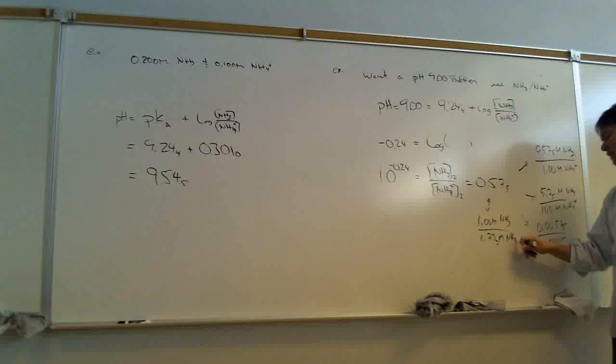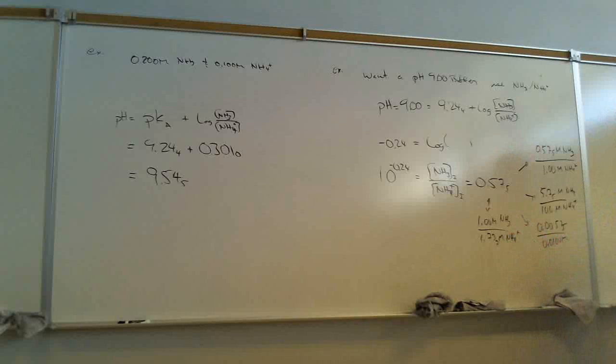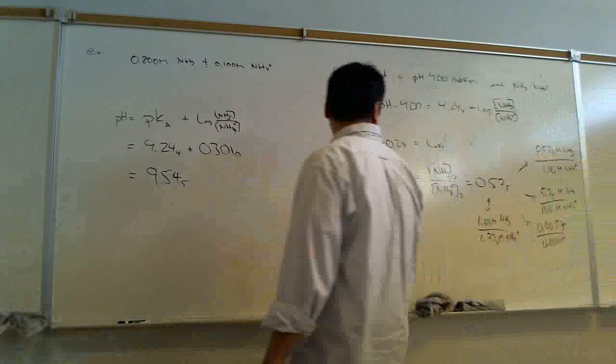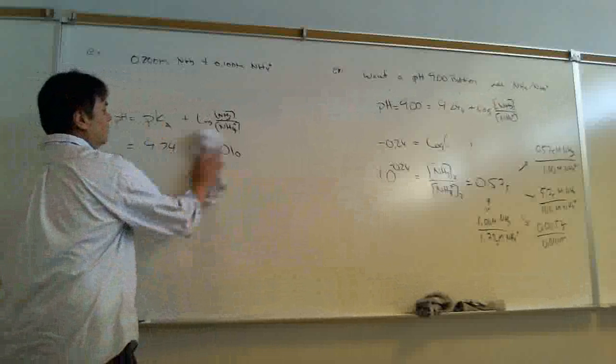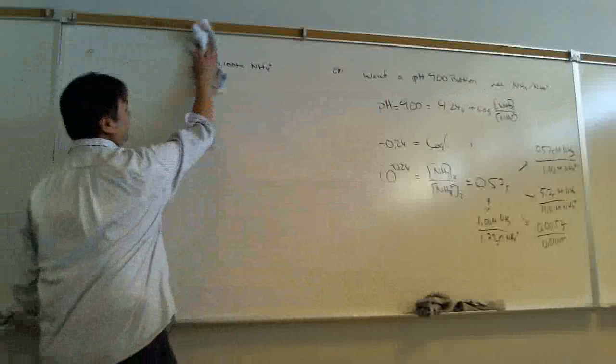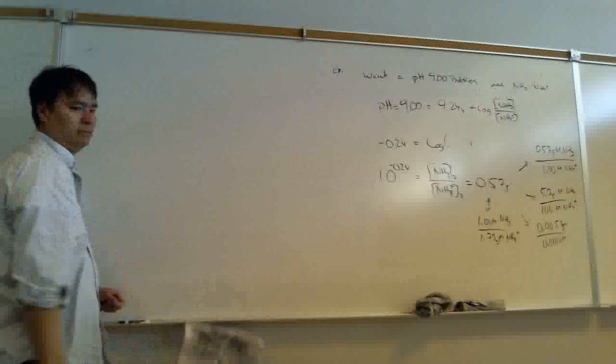And so if I mix this, it should come out pH 9 too. Sometimes I'll invert it, or anything. You can pick whatever concentration, as long as it comes out to that ratio, we're good. 9.00. So that works pretty good.